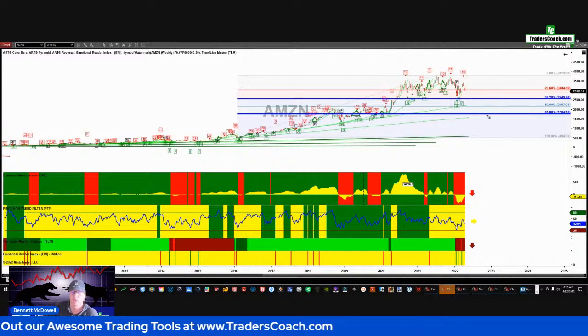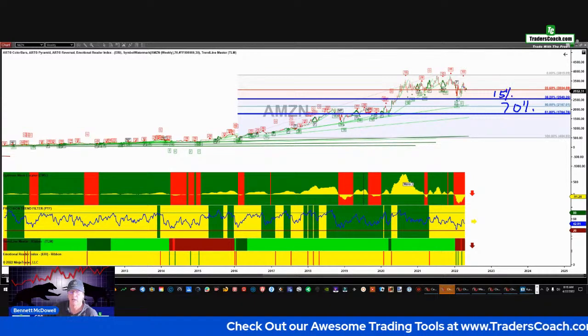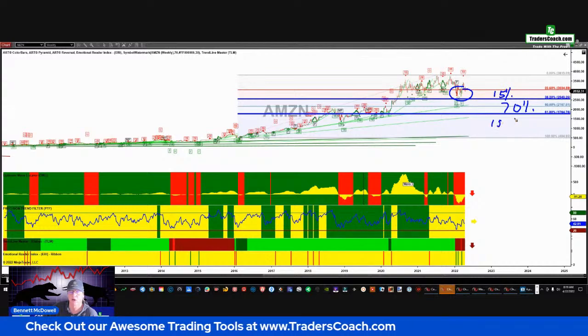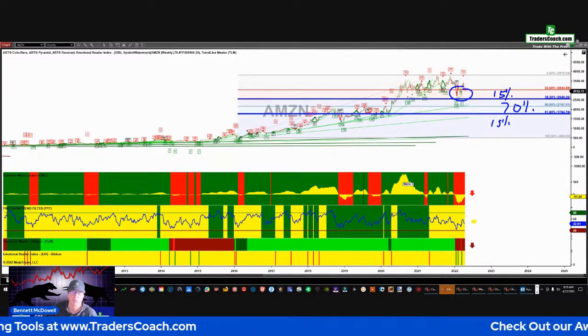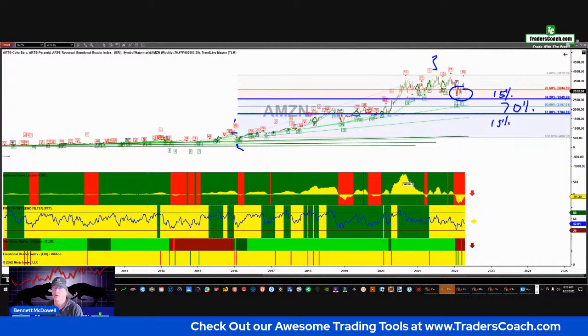Now, just as food for thought, 70% of the time, wave 4s end here. 15% of the time, they're shallow and in here, and we're already here, so you've got to be a little nimble. 15% of the time, they go below the high probability area, but cannot go above wave 1, which would have been this area in here. So that's how it stands now.